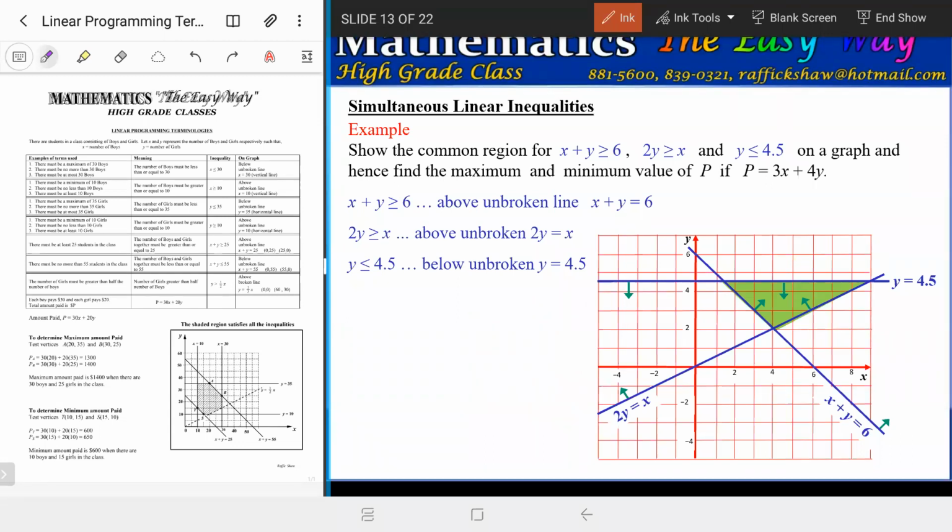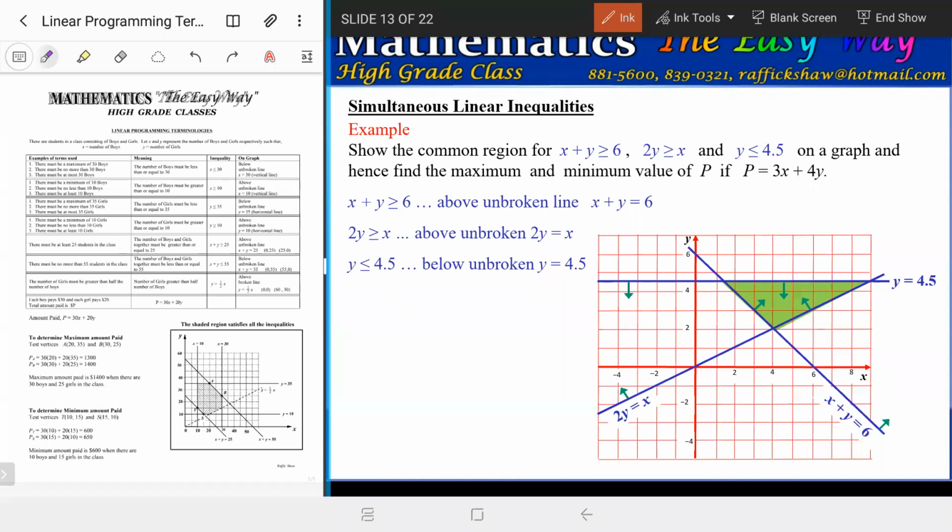So the next part of it, having completed and shown the common region. It says show the common region. We have shown the common region by shading it, right? So that shaded region is what we call a common region. That's a common region right inside here. Common region. And we show it by shading.